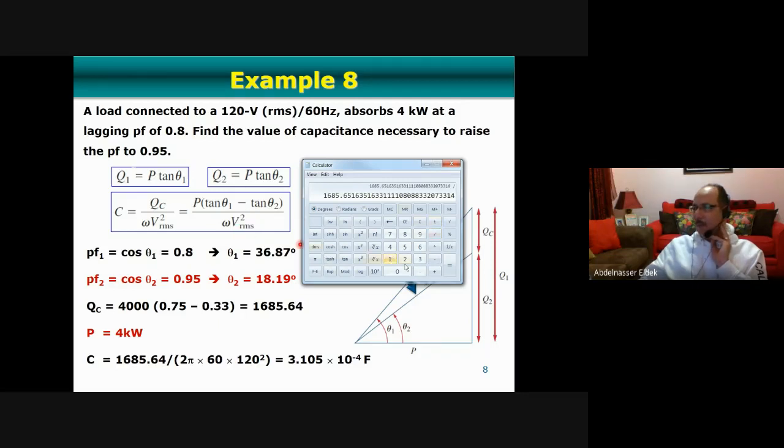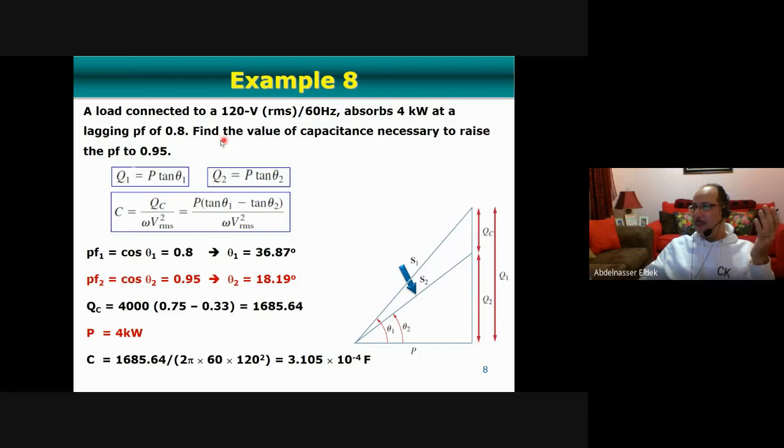Divided by omega, which is 2 pi times f, which is 60, divided by 120 squared, equals 3.1 times 10 to the power of negative 4. So this is the capacitance here, 3.1 times 10 to the power of negative 4 farad. I believe this is what is required.